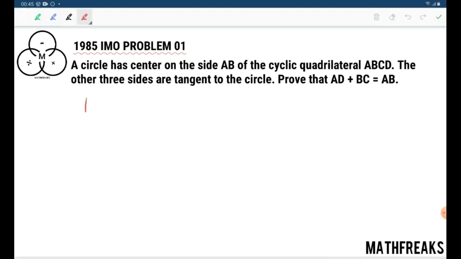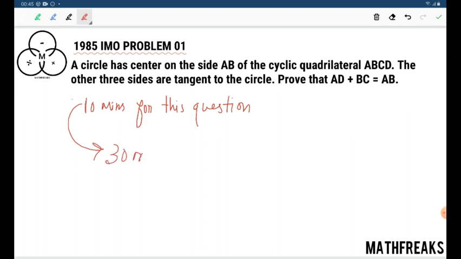Similarly, I would say that at least spend 10 minutes for this question. You can even spend, preferably, 30 minutes, since this is an IMO problem.